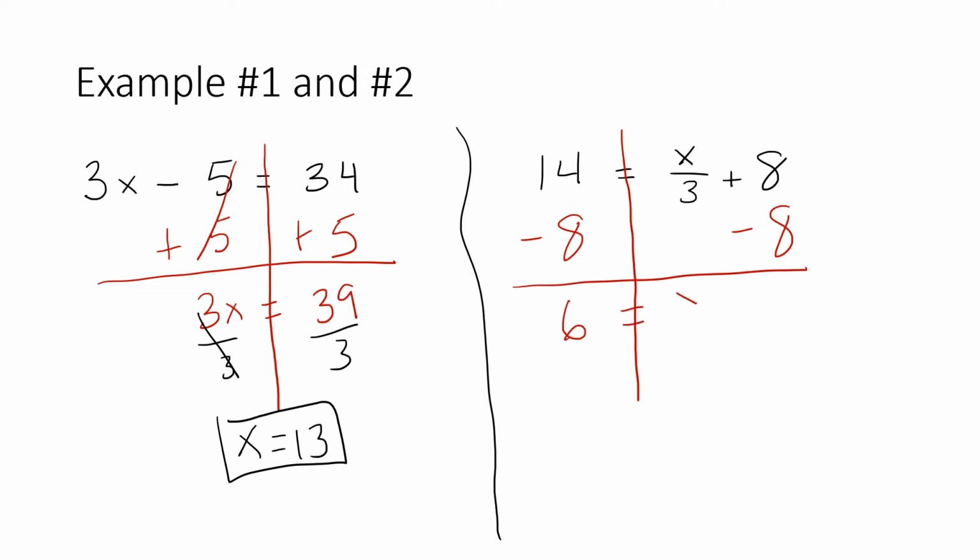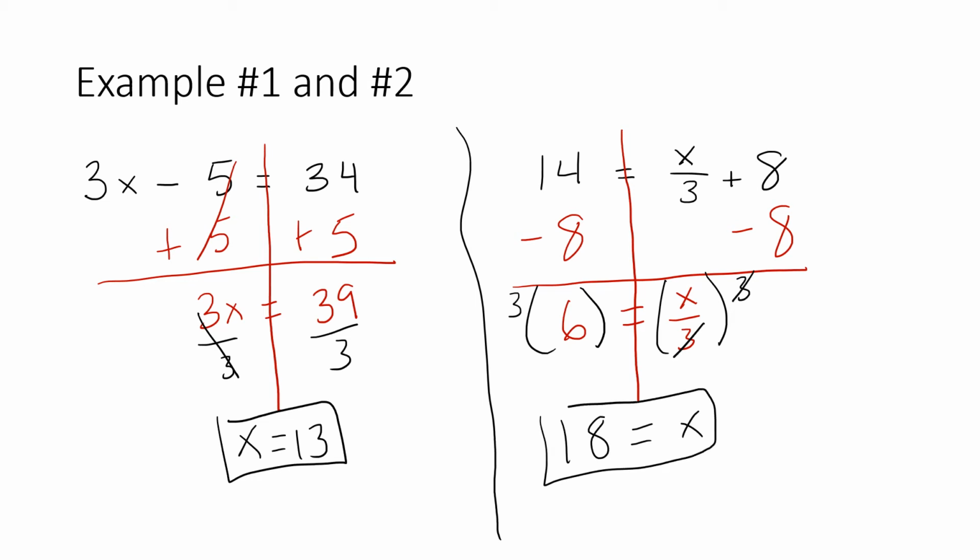6 equals x over 3. Now again, it's a one-step. How do I get rid of a division by 3? I need to multiply both sides by 3. So I get x to equal 18.